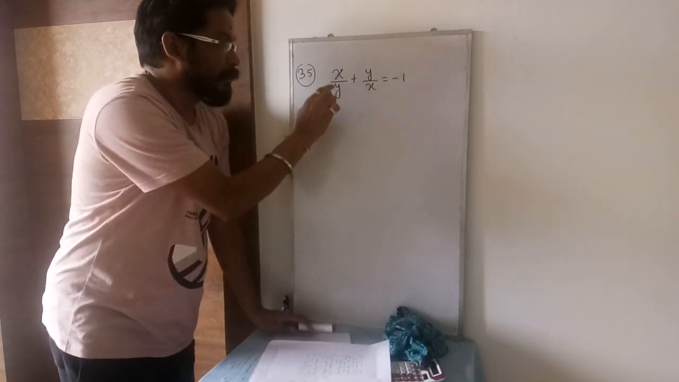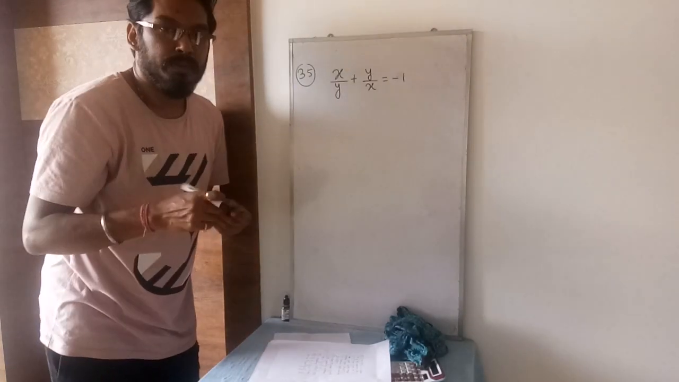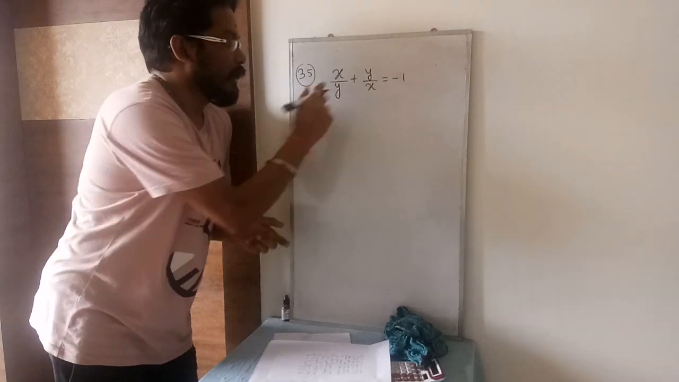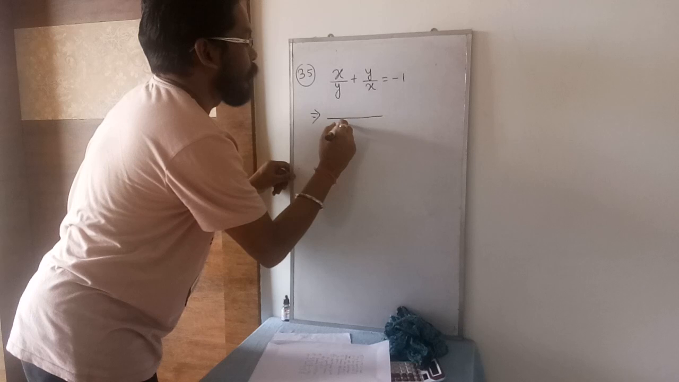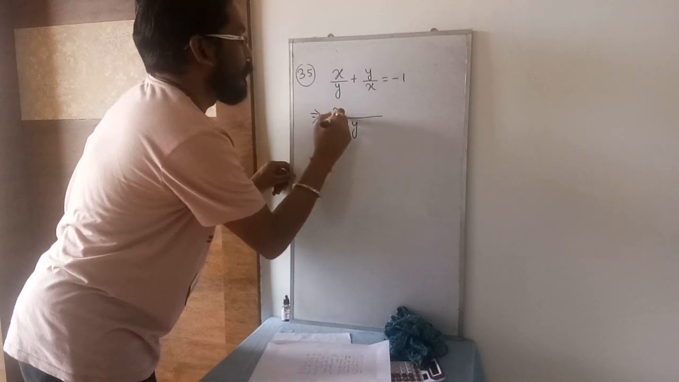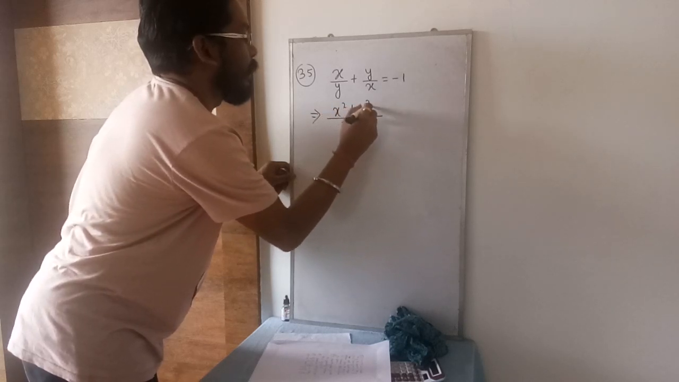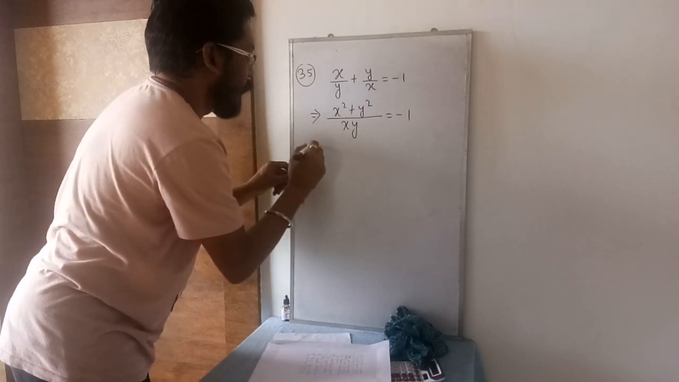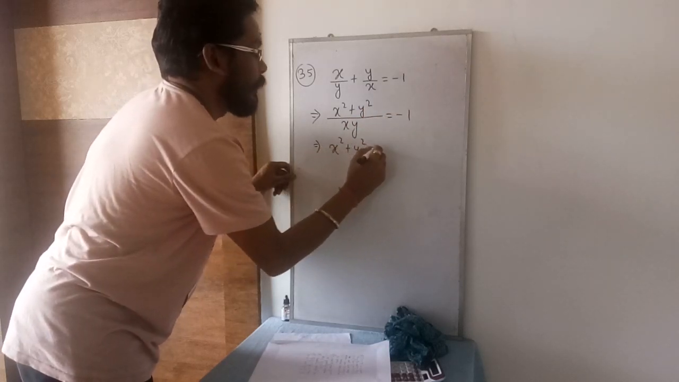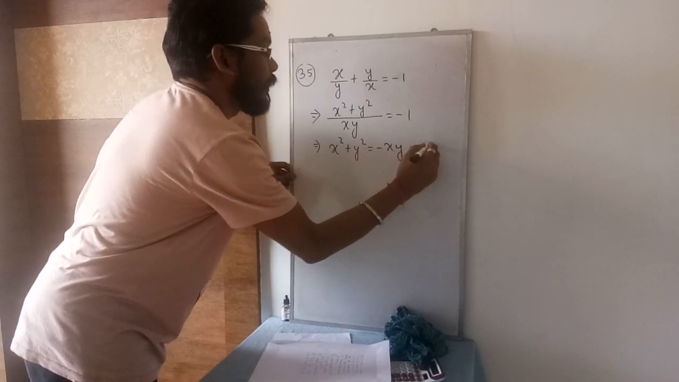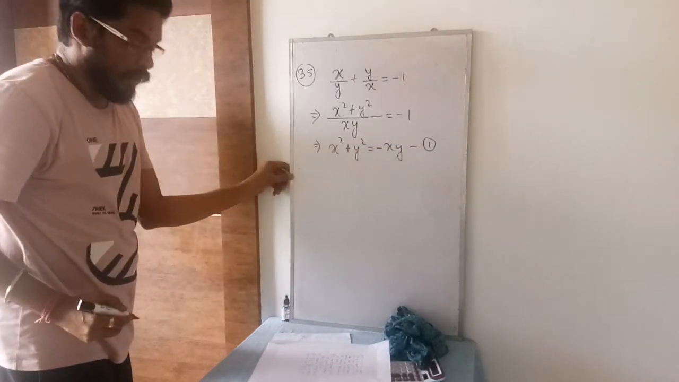It was given x by y plus y by x equal to minus 1. So I will take the LCM of this, which will be xy. Here it will be x square plus y square equal to minus 1. Let me cross multiply it. So it is x square plus y square equal to minus xy. Okay, I have given this as equation 1.